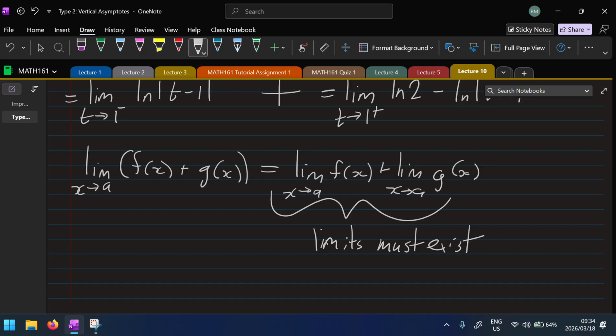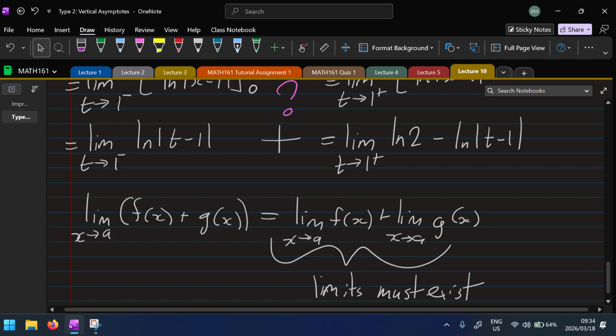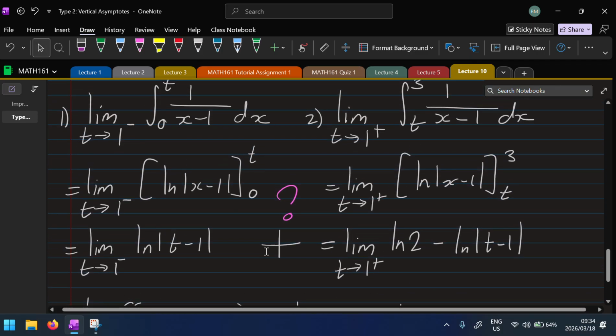Right, we can't just add them if the limits don't exist. So the limits must exist. So let's check. We're trying to add these two to get our answer. Let's check the first one, and then we'll check the second one to see if they actually exist. Can we add them together?